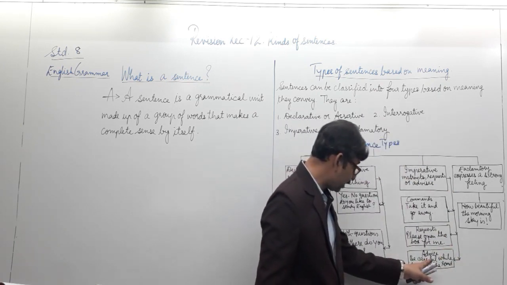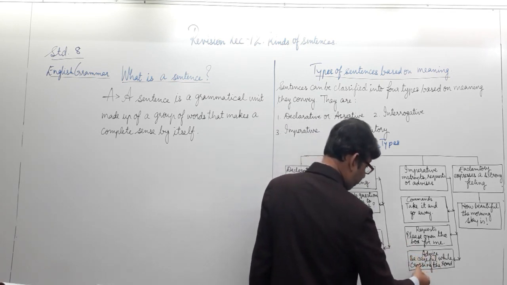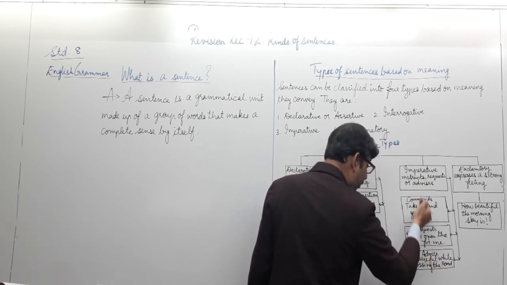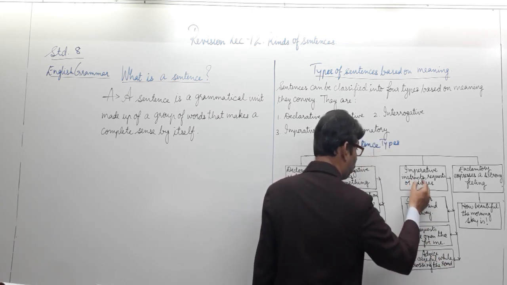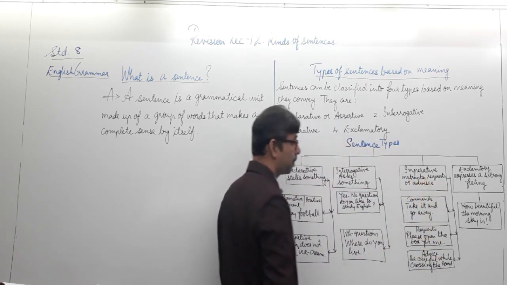Third one, advice. Have a look at the spelling of advice, A-D-V-I-C-E. "Be careful while crossing the road." So in all these three examples you see one of each type, where one is an instruction or we can say command, request and advice.